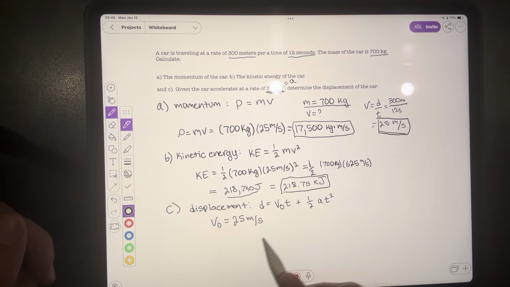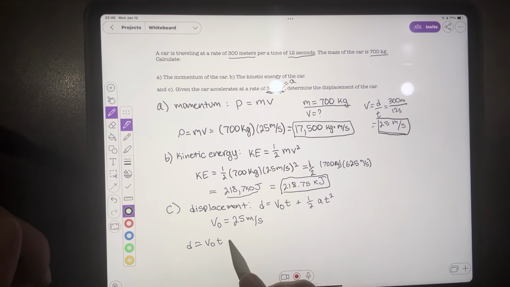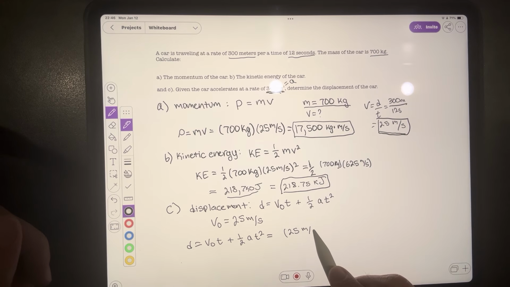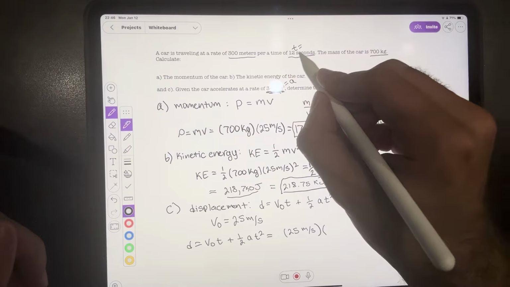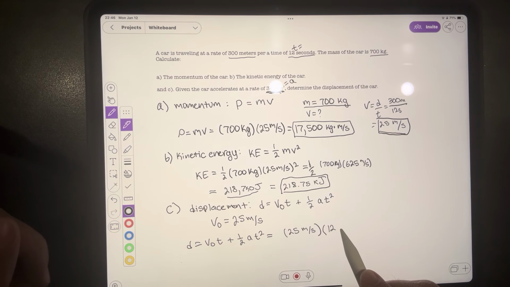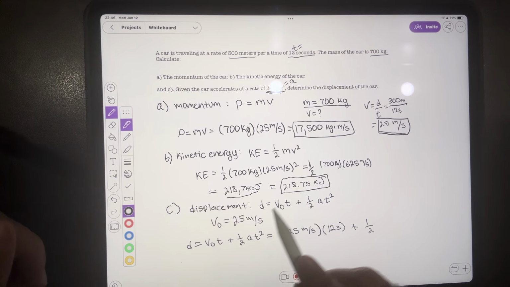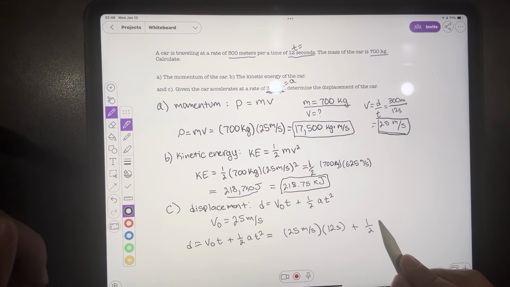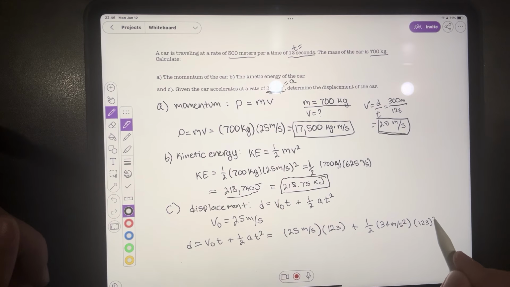So this problem in particular is a simple substitution problem where we would just substitute 25 meters per second times the t, which is our time, 12 seconds, and then plus half the acceleration, which is 34 meters per second squared, times the time squared.